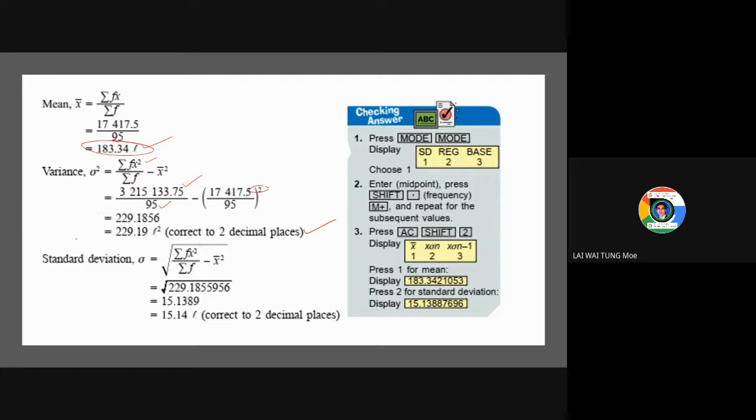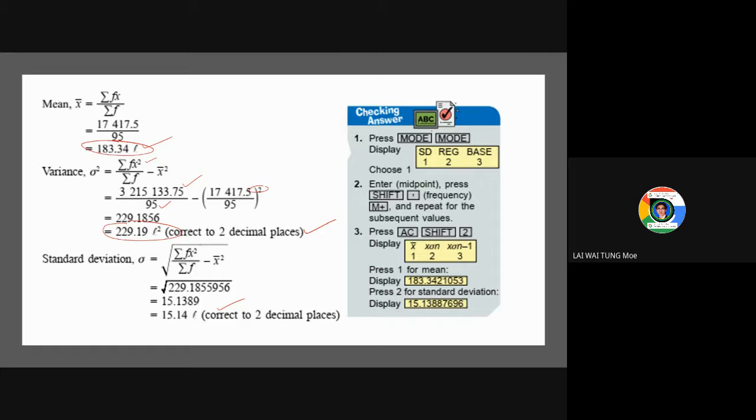And then for standard deviation, you just need to square root your variance, okay? Because the formula is just the same as variance. The only difference is there's a square root. So to get the standard deviation, you just square root your variance. Then you'll get your final answer. So this is all from your frequency table.